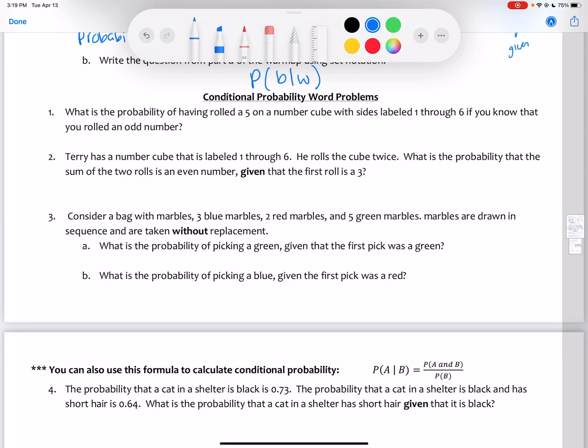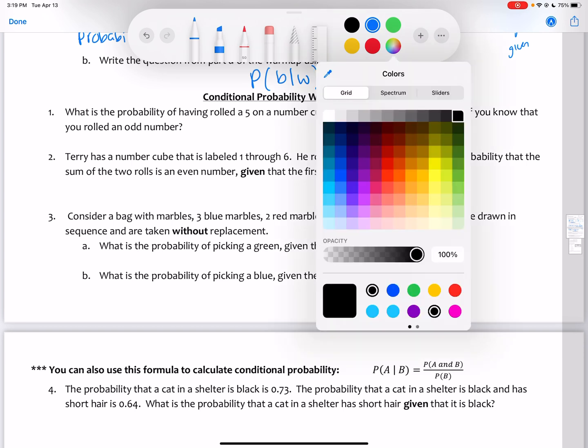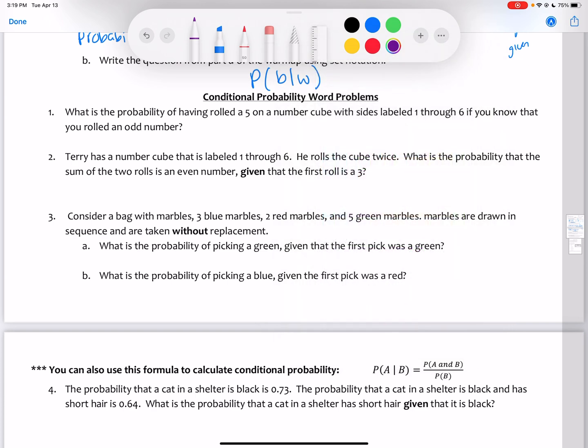Okay, so moving on from using a table to just looking at word problems, there's different phrasing that you just have to make sure that you're paying attention to. So what is the probability of having rolled a 5 on a number cube labeled 1 through 6 if you know that you rolled an odd number? So I'm going to list out the sample space here. And I know I rolled an odd number. So those are the only options that I can come from. So my sample space then is limited. So what's the probability of rolling a 5? Knowing that I rolled an odd, there's a 1 in 3 chance.